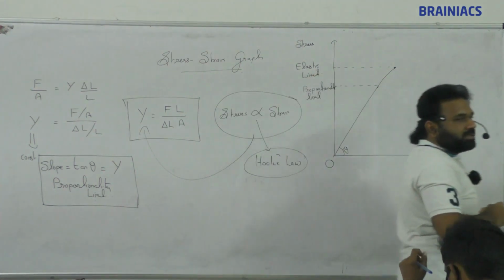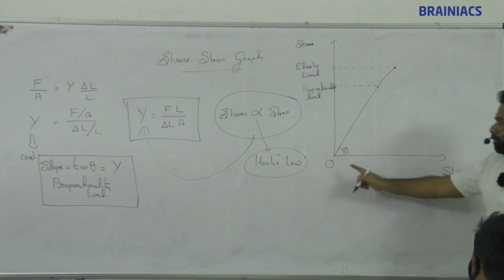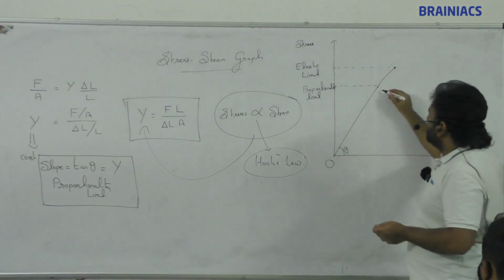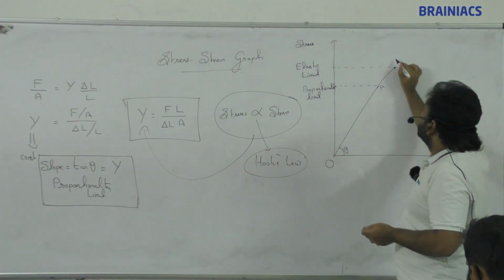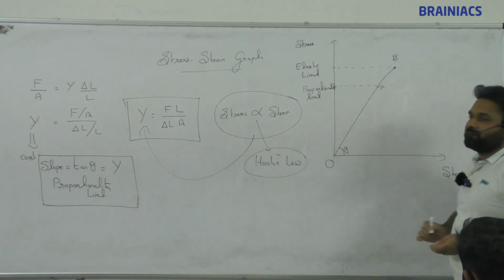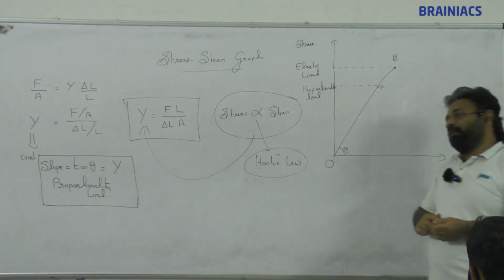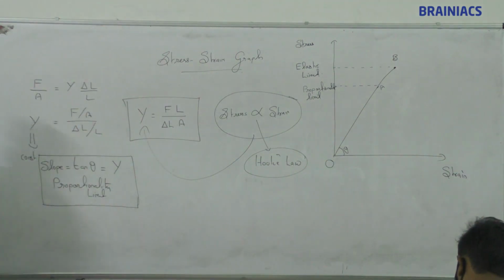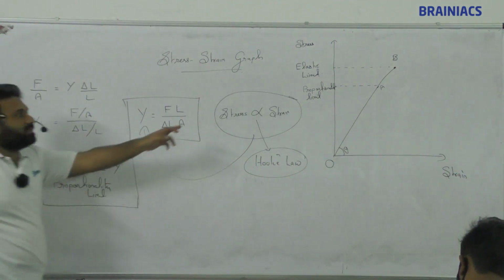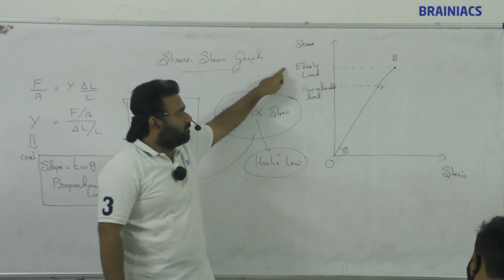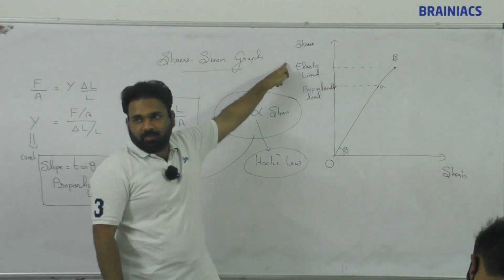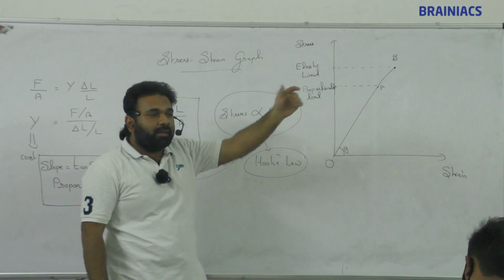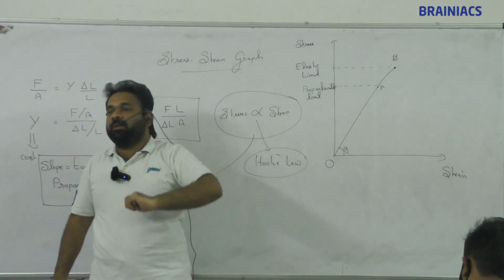We call this the elastic limit. Suppose this is O, this is A, this is B. We can say OA is the proportionality limit and AB is the elastic limit. The elastic limit is B, but between A and B the material can come back to its original dimension.